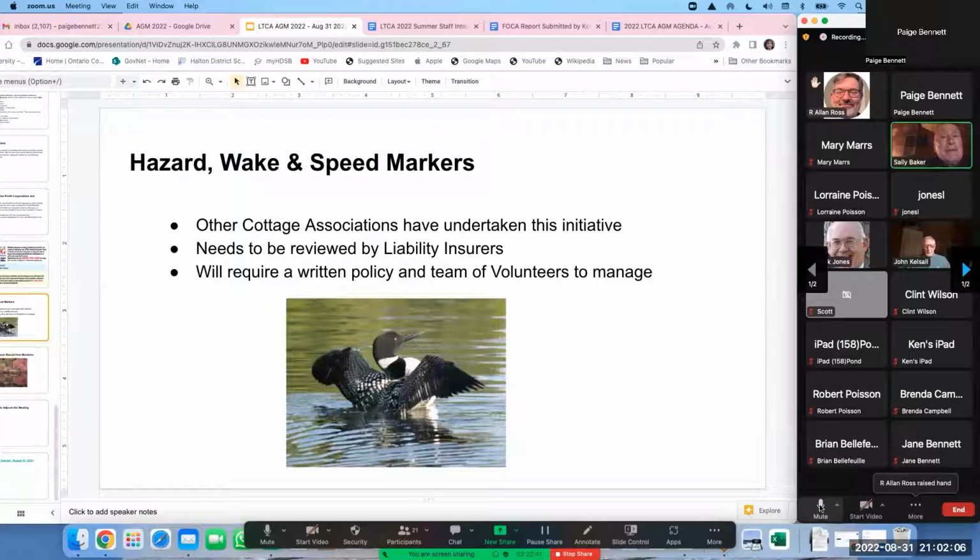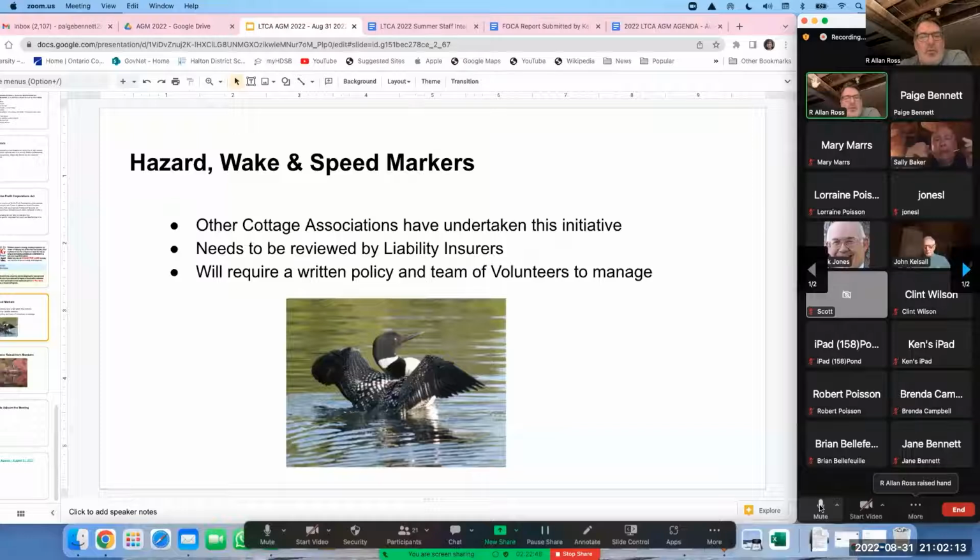Alan, Ross, hand up. Hi there. With respect to everybody who has issues with wake and speed, I wonder if this is the kind of thing we could approach in two parts. One, to mark the hazards, and I'm thinking of things like Sunken Rock and places like that, and then look at the wake and speed markers as a second half of this. Just a way to break it up as a project into two different pieces. I don't know if that changes anything from the liability perspective or the vandalism thing. Just throwing that out as a thought.